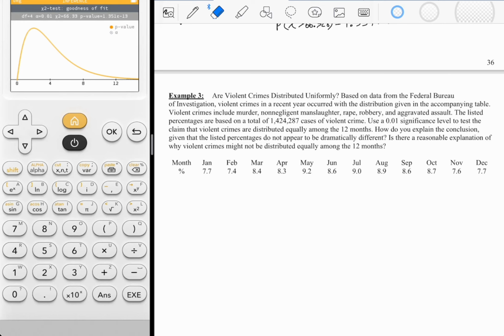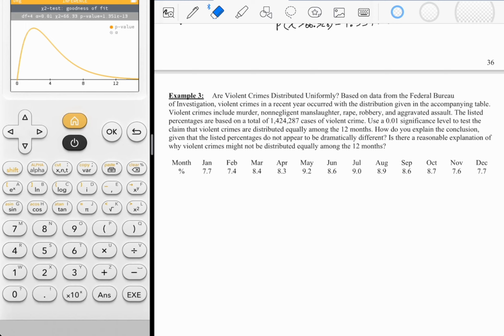Based on data from the FBI, violent crimes in a recent year occurred with a distribution given in the accompanying table. Violent crimes include murder, non-negligent manslaughter, a word I never like to say, robbery, and aggravated assault. The listed percentages are based on a total of that number of cases. Use a .01 to test the claim that violent crimes are distributed equally among the 12 months.